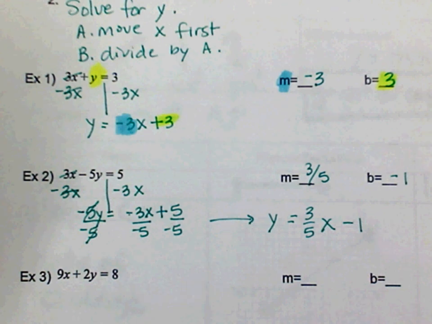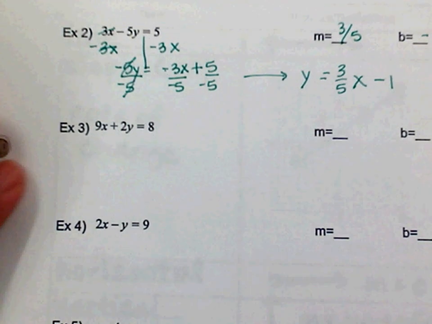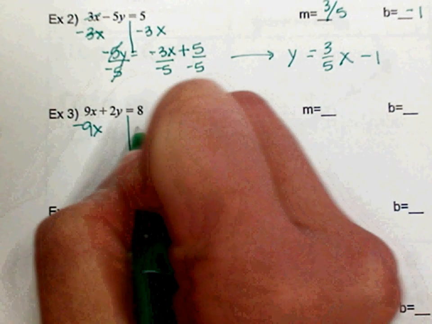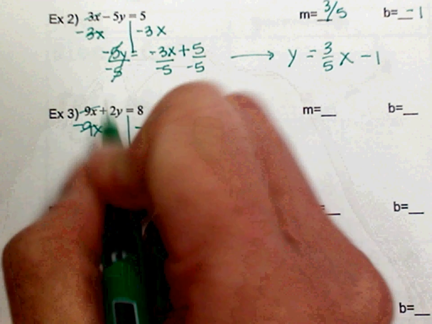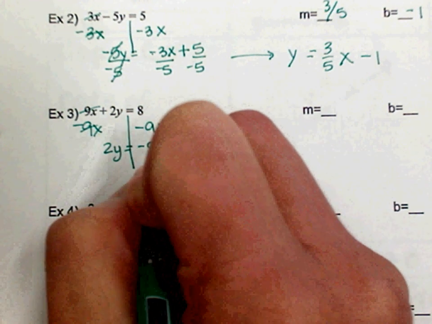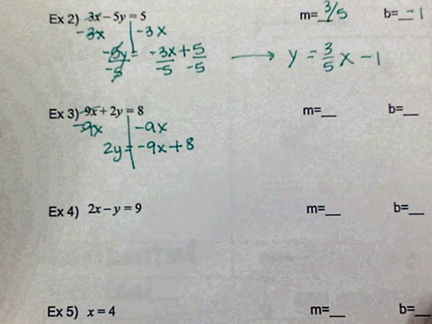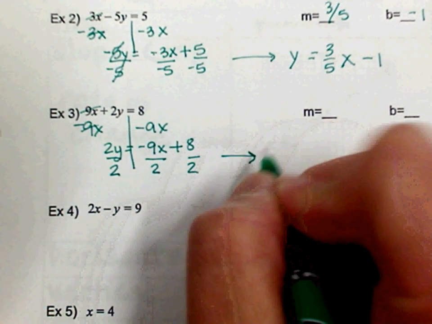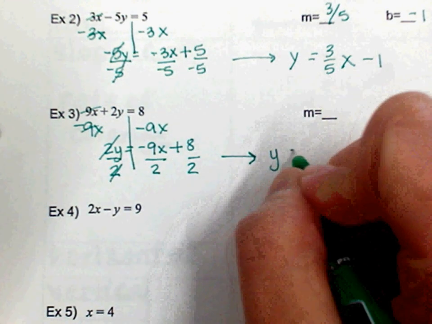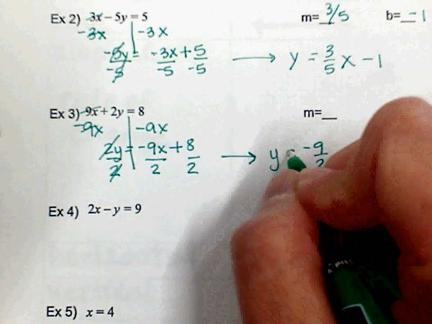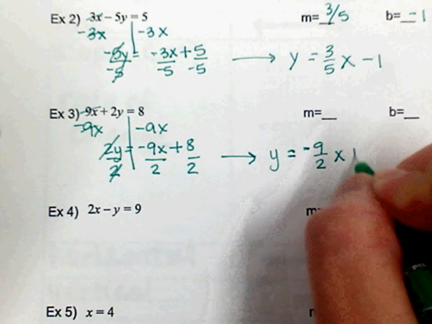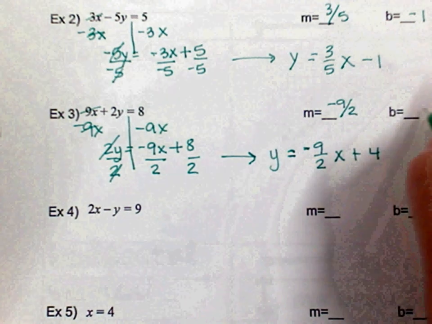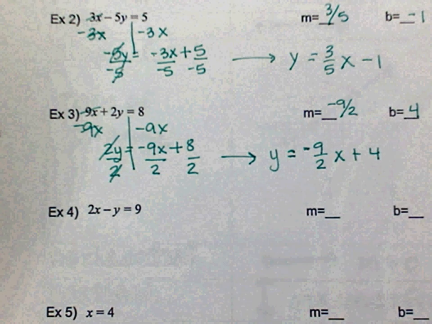Okay. Let's look at example 3. Step 1. Get rid of your x first because you're solving for y. 2y equals negative 9x plus 8. Divide everything by 2. That cancels, so y is equal to negative 9 over 2 x plus 4. 8 divided by 2 is 4. Okay, and there you go.